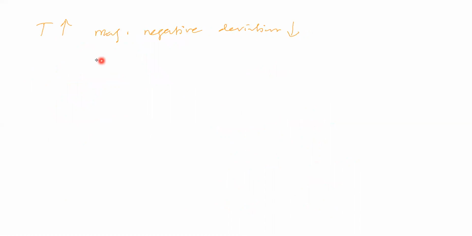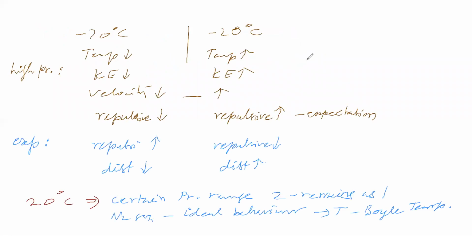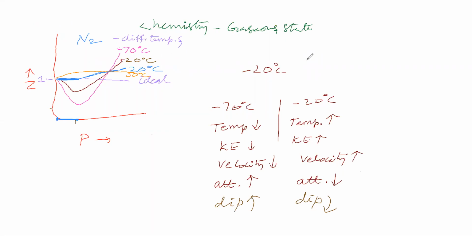On increasing the temperature, the magnitude of positive deviation, we'll see. Now it is opposite to our expectation. Our expectation is that positive deviation increases, but the experimental fact says that the magnitude of positive deviation decreases at the higher pressure side on increasing the temperature.